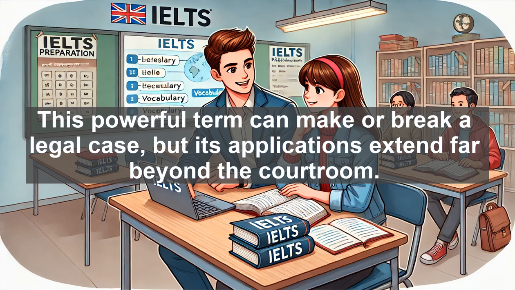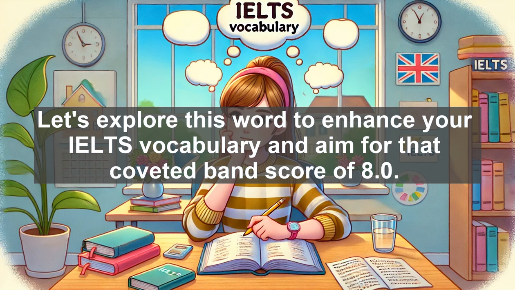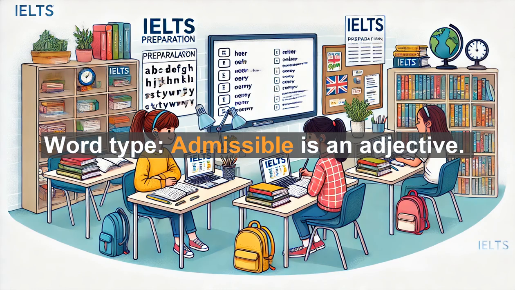This powerful term can make or break a legal case, but its applications extend far beyond the courtroom. Let's explore this word to enhance your IELTS vocabulary and aim for that coveted band score of 8.0. Word type: admissible is an adjective.